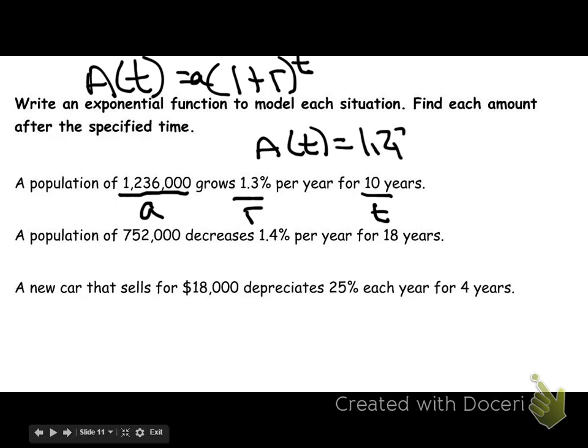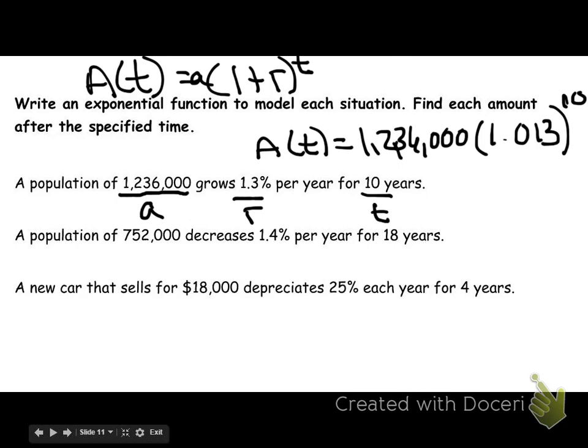So when we go to write our answer, A, of course, is the 1,236,000. Of course, we have to express the rate as a decimal. Right now, it's a percentage. It happens to be a percentage with a decimal in it. But what is 1.3% expressed as a decimal? Correct. So added to 1, we get 1.013. And t is 10. So here is an exponential function to model this situation. The initial amount, 1,236,000. The base, 1.013, because it's 1 plus 0.013. And the time is 10.